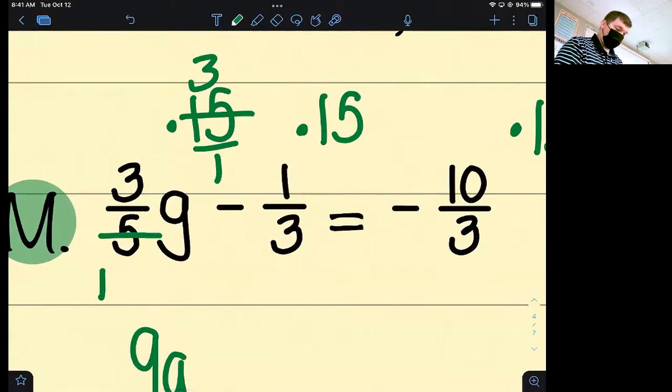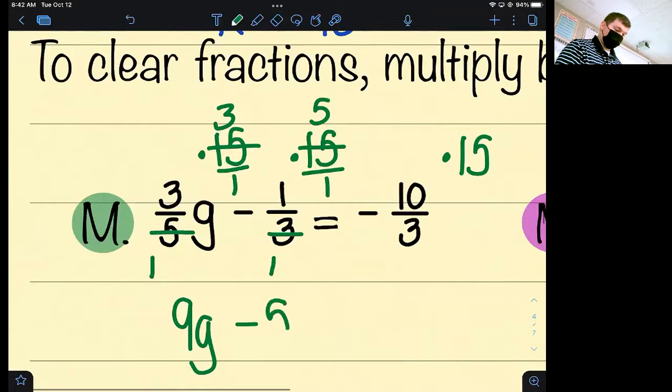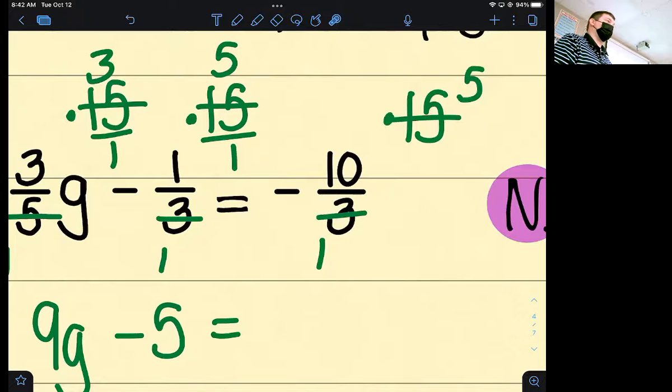Over here, the 3 on bottom is going to cancel. This is really 15 over 1. So it's going to cancel with the 15 on top. How many times does 3 go into 15? 5. So I'm asking you to do -1 times 5. -5. No more fraction. If you cancel your denominator, you don't have a fraction anymore. And then on the right side of the equal sign, we're going to cancel the 3 with the 15. We just said it went in 5 times. So I'm asking you to do -10 times 5. -50.